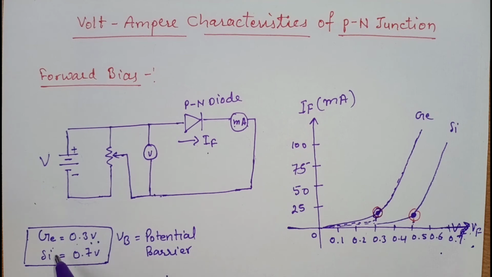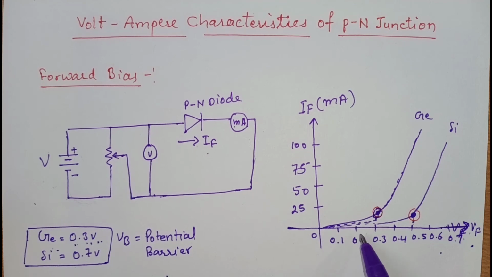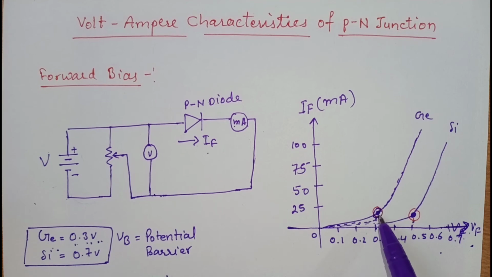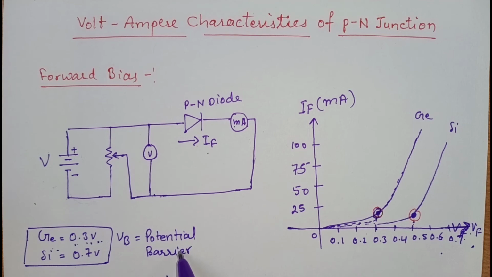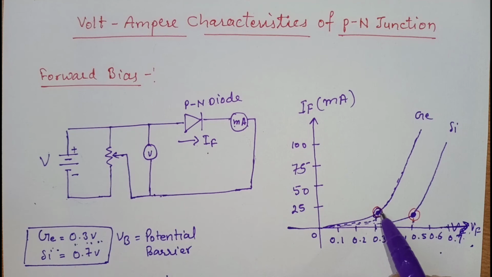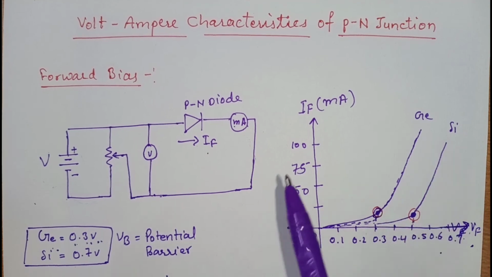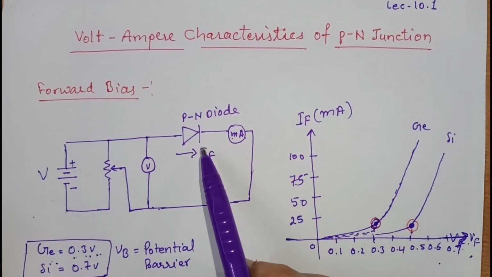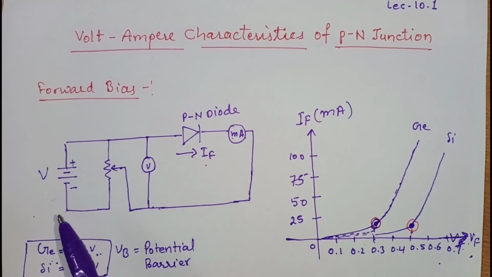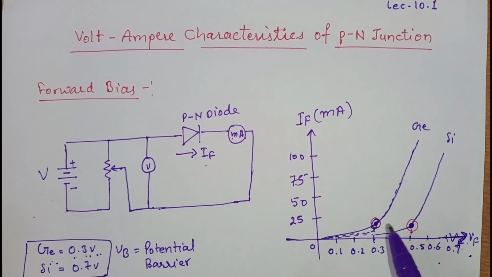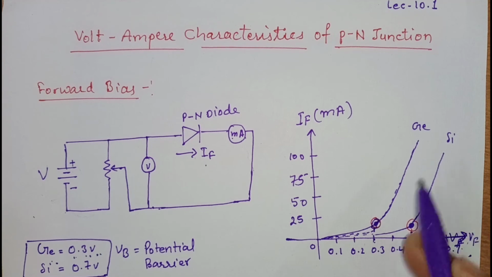Actually, the barrier potential for germanium is 0.3 volt. Initially, when we apply voltage and increase it in steps of 0.1 up to 0.3 volt, the current is negligible because the whole voltage is used to overcome this barrier potential. So the current is negligible here. After that, the current increases rapidly because the junction resistance is very small or negligible. So the current increases rapidly in an exponential manner.